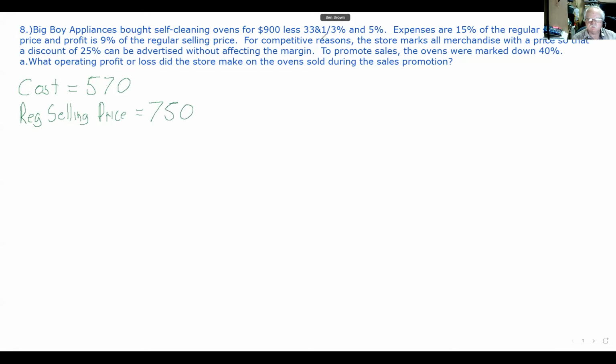So now it says, for competitive reasons, the store marks all merchandise with a price so that a discount of 25% can be advertised without affecting the margin. So this allows us to calculate the artificially inflated price, which I'm going to call the fake price because it's easier to write. So what is the artificially inflated price they're going to charge here?